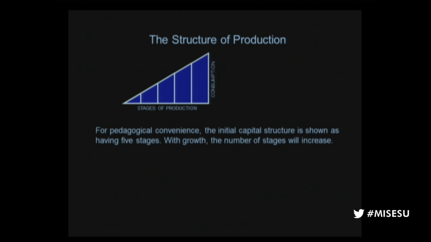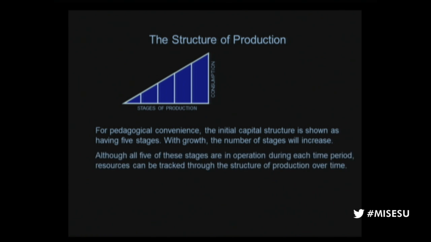For pedagogical convenience, the capital structure is shown having five stages. With growth, the number of stages increases. You can think of each stage existing at every point in time. All these things are going on at once, but at the same time, you can think of goods proceeding through the stages of production. In fact, we can even show it if my dynamics will work for me, like that. Didn't get the sound, but we got the light in here.